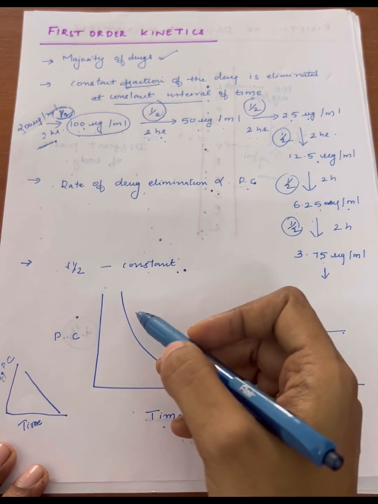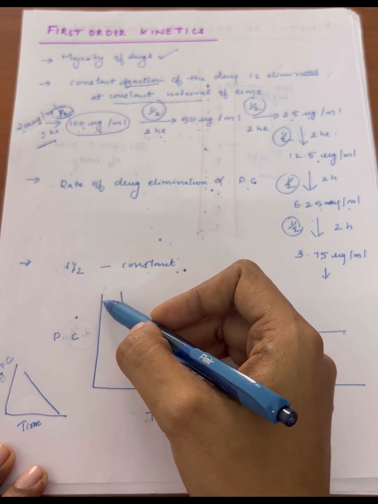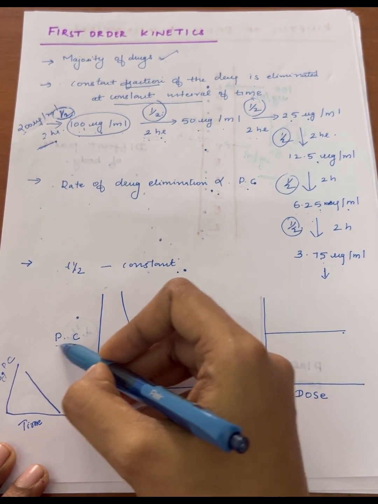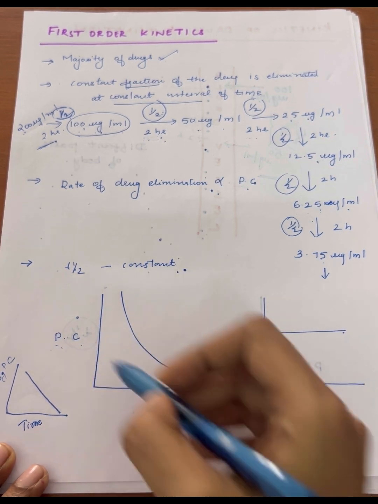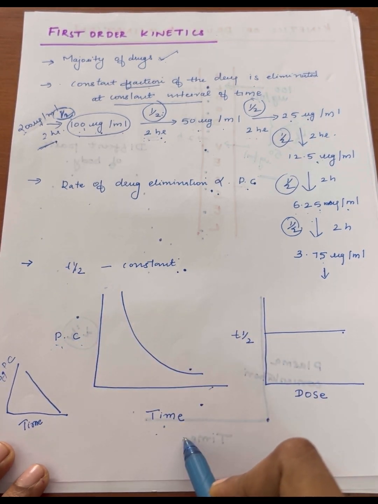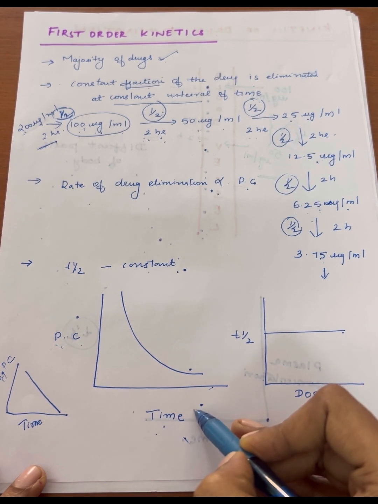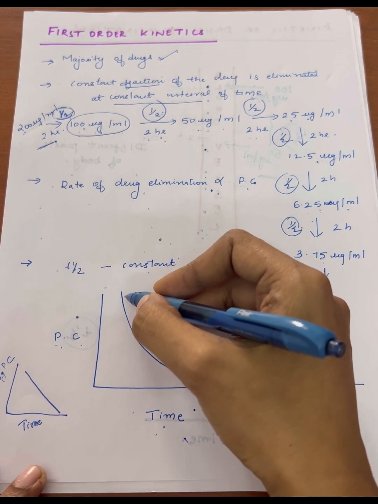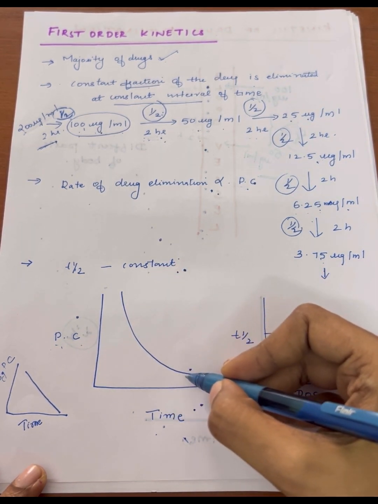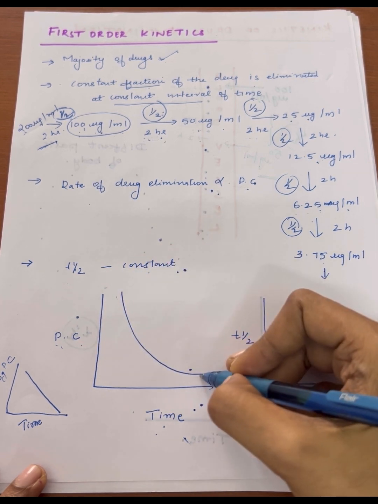Now, if the fall of plasma concentration is plotted against time, so here you have the plasma concentration on this axis and the time on this axis. Now, if we are plotting the plasma concentration against time, then the resultant plasma fallout curve would be curvilinear. This is a curvilinear graph.